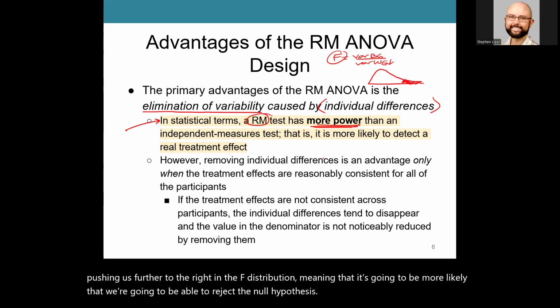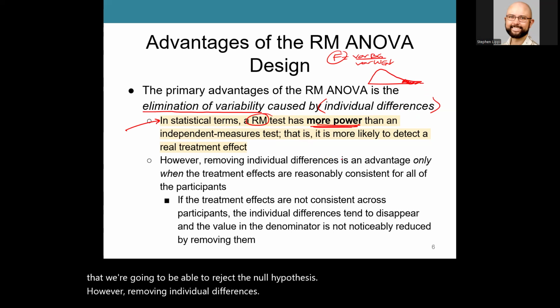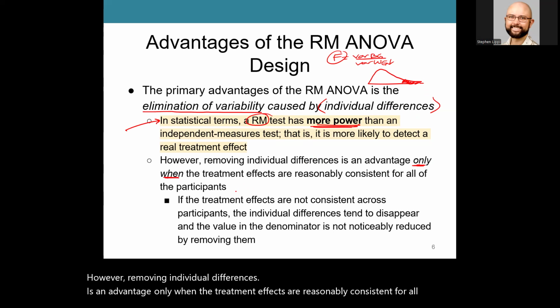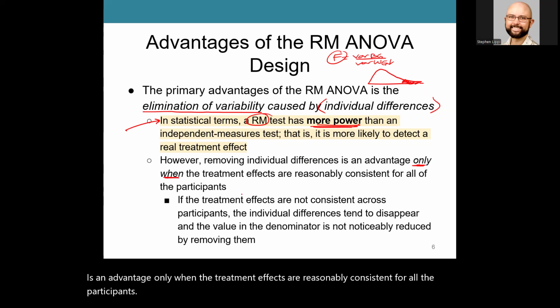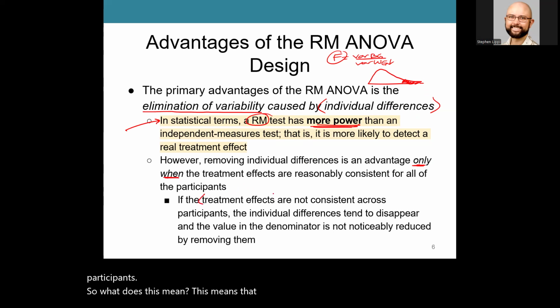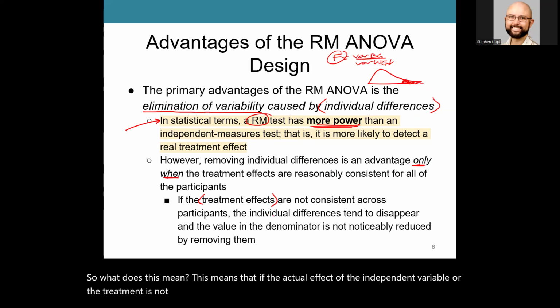However, removing individual differences is an advantage only when the treatment effects are reasonably consistent for all the participants. So what does this mean? Well, this means that if the actual effect of the independent variable or the treatment is not consistent, then the individual differences will tend to just disappear. And the value in the denominator is not noticeably reduced.